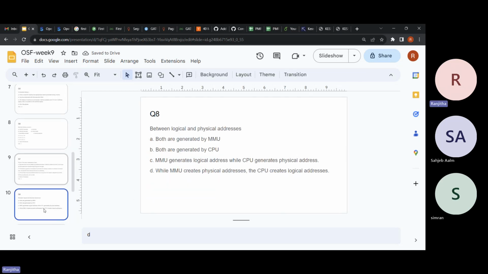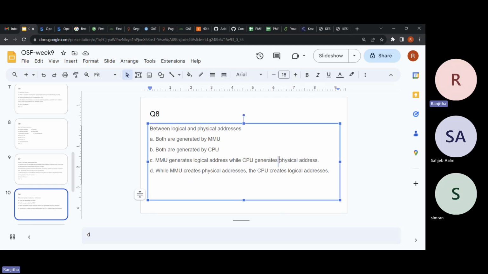So now the next question. Between logical and physical address: both are generated by the memory management unit; both are generated by the CPU; MMU generates logical address while CPU generates physical address; MMU creates physical address and CPU creates logical. So this is the correct statement: the memory management unit creates a physical address, whereas the CPU is the one that creates the logical address. So the answer is D here.